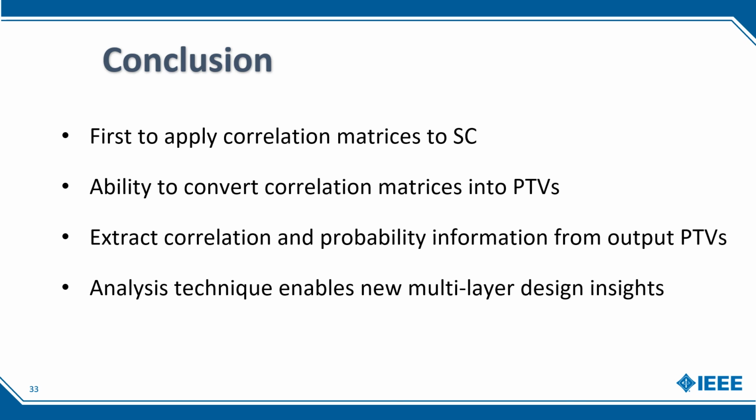We then showed how to extract correlation and probability information from output PTVs in order to determine circuit behavior without bit-level simulation. Finally, in our case study, we demonstrated that stochastically equivalent subcircuits can be substituted to reduce correlation error, as was the case for substituting mux adders with majority adders in the image processing and neural network circuits.